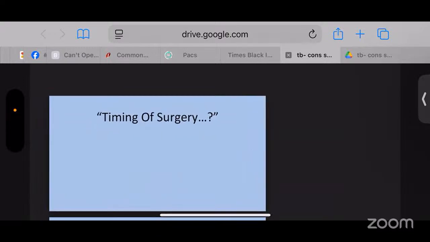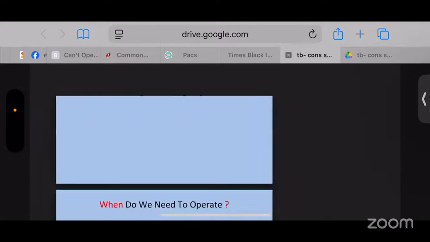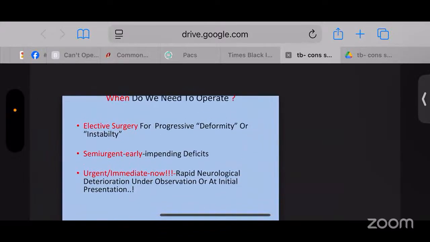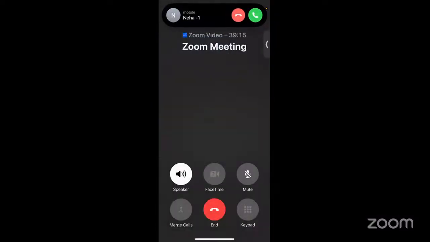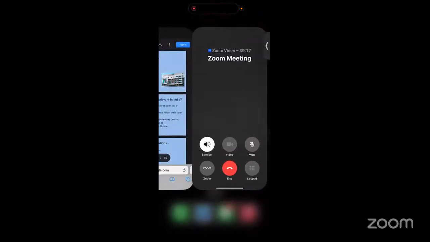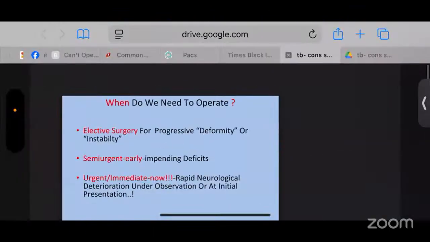An important thing for a surgeon is the timing of surgery. If we have decided to operate, the timing depends on why we are operating. Whether it's a deformity or instability, then it can be elective surgery. If the patient has an impending deficit, you can plan it well and operate in a day or two as a semi-urgent case. If the patient has a severe neurological deficit to begin with, or a deficit which is happening while the patient is on treatment, then we have to be as urgent as possible.